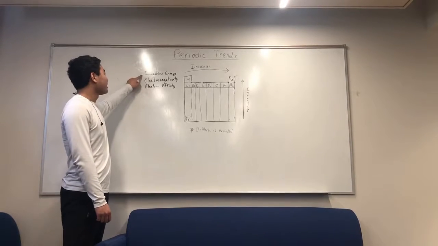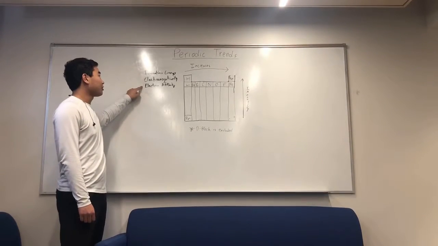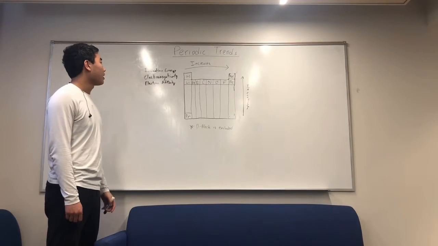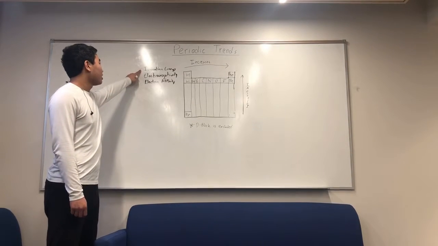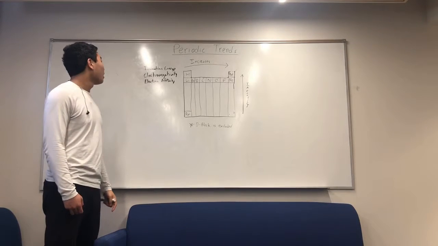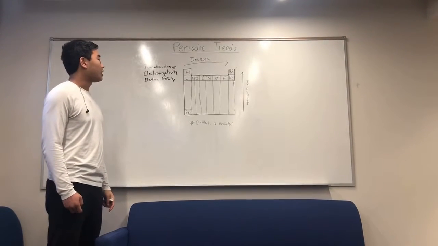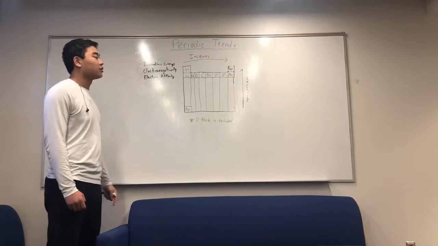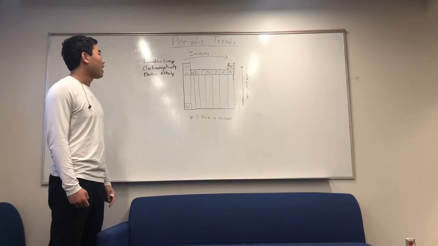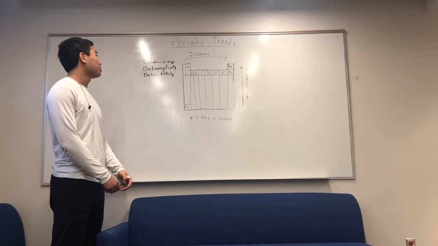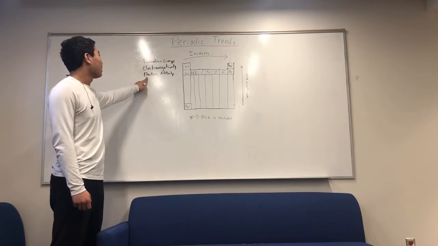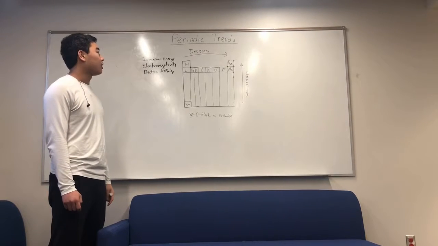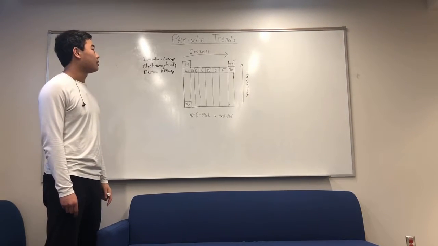These three trends, ionization energy, electronegativity, and electron affinity, all share very similar trends on the periodic table. Ionization energy is the measure of how much energy it takes to remove one electron from the atom. Electronegativity measures the tendency for the atom to pull electrons closer to itself. And electron affinity is the gain in energy of adding an electron to the system.